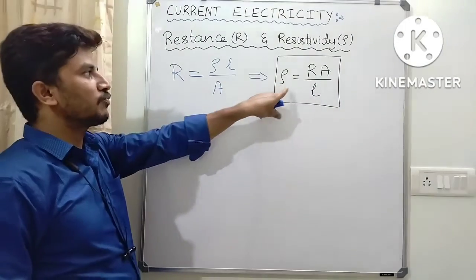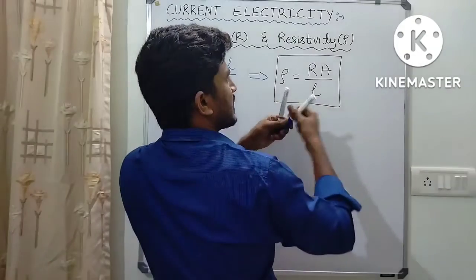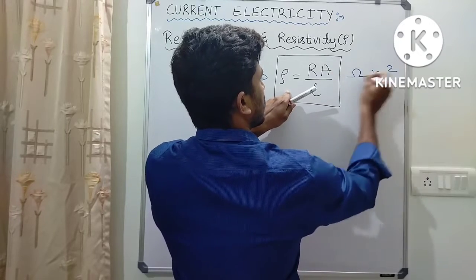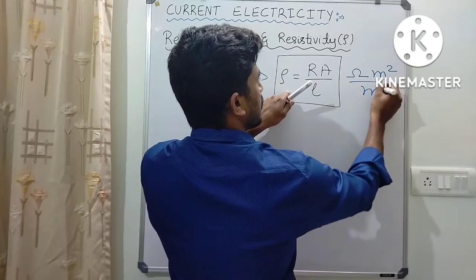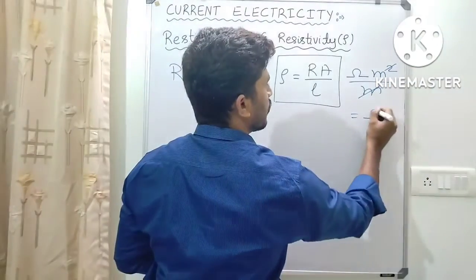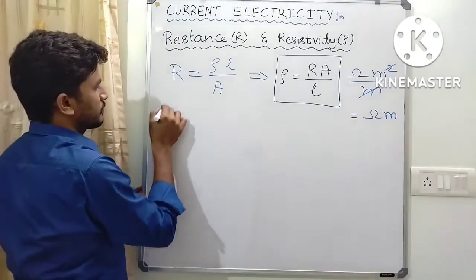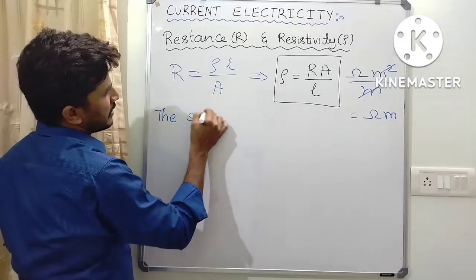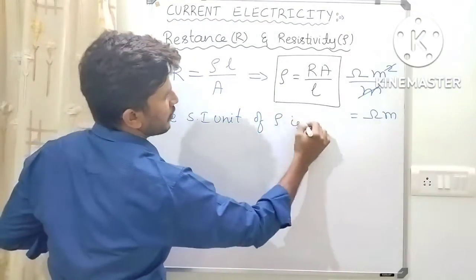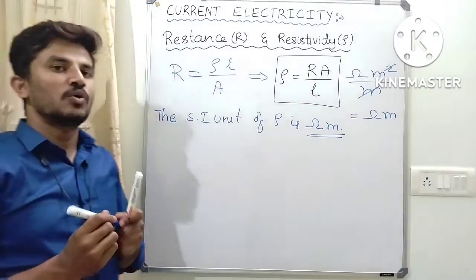Now, what is the SI unit of resistivity? Let us consider for resistance, the SI unit is ohm, area is meter square divided by length in meters. So meter cancels out. So therefore, we are left with ohm meter. So the SI unit of resistivity is ohm meter.